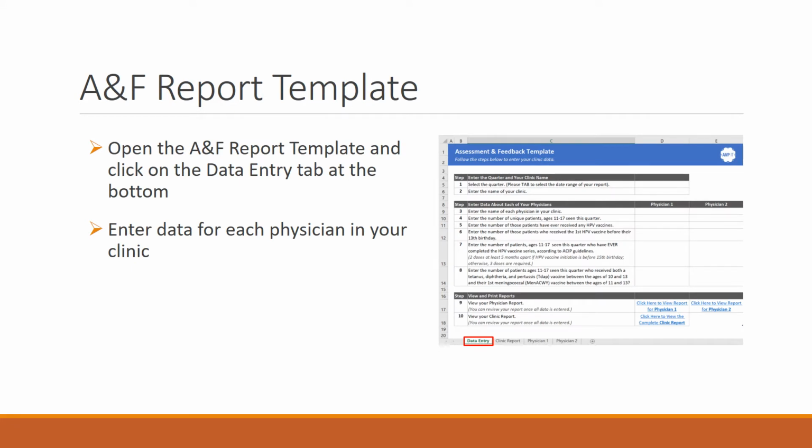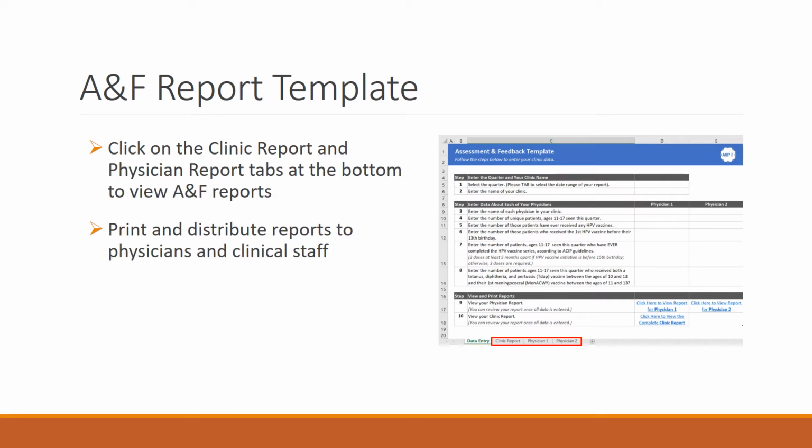Open the A&F report template and click on the Data Entry tab at the bottom. Then enter the data for each physician in your clinic. Once the data has been entered, click on the Clinic Report and the Physician Report tabs at the bottom to view the A&F reports. Next, print and distribute the A&F reports to physicians and clinical staff in your clinic.